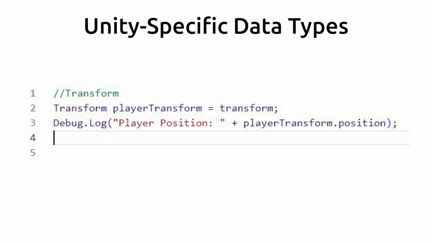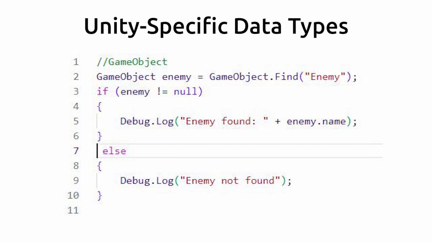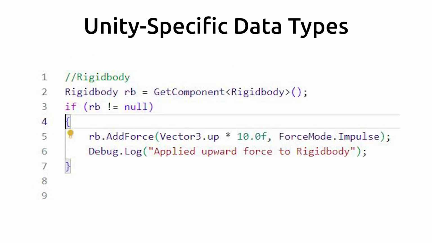Transform represents an object's position, rotation, and scale in 3D space. Every game object has a transform component. Example, Transform playerTransform = transform. GameObject represents any object in a Unity scene. Example, GameObject enemy = GameObject.Find("Enemy"). Rigidbody. A Rigidbody component is used to make an object act under the laws of physics. It enables physics interactions such as movement, rotation, gravity, and collisions. Example, Rigidbody rb = GetComponent<Rigidbody>().